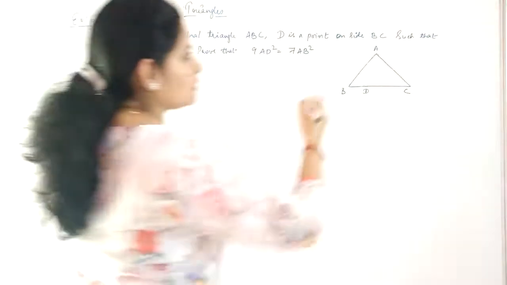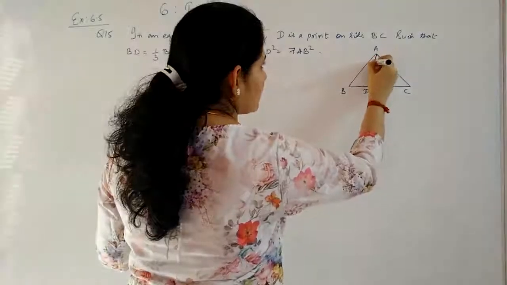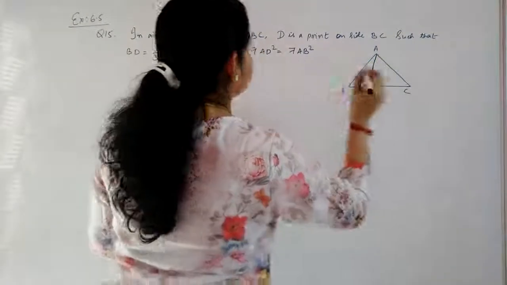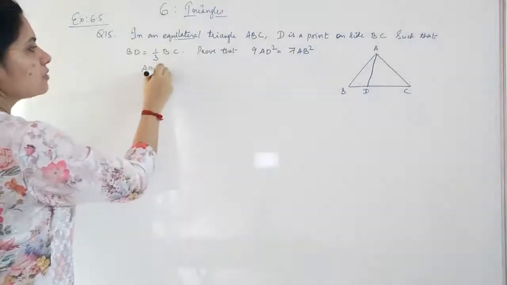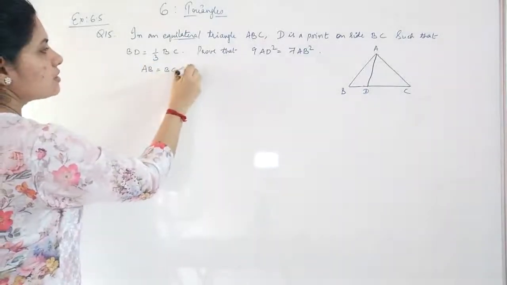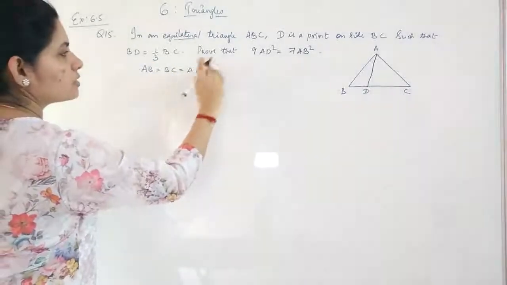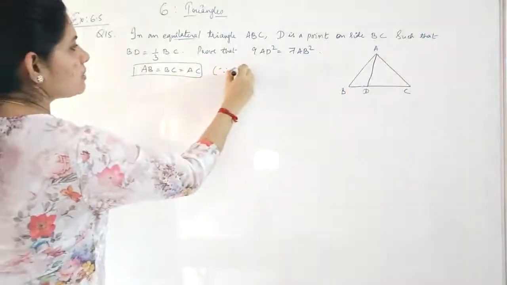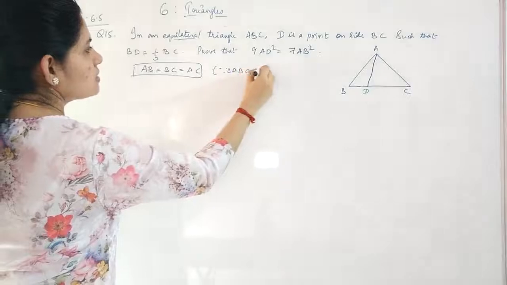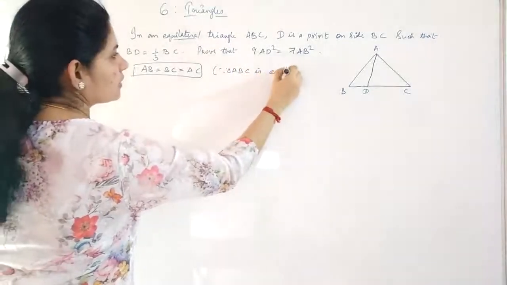For that first we will just join AD. Okay. And since it is an equilateral triangle, we have AB is equal to BC is equal to AC, or CA is equal, right? All the three are equal. This is the concept for, since ABC is an equilateral triangle given.